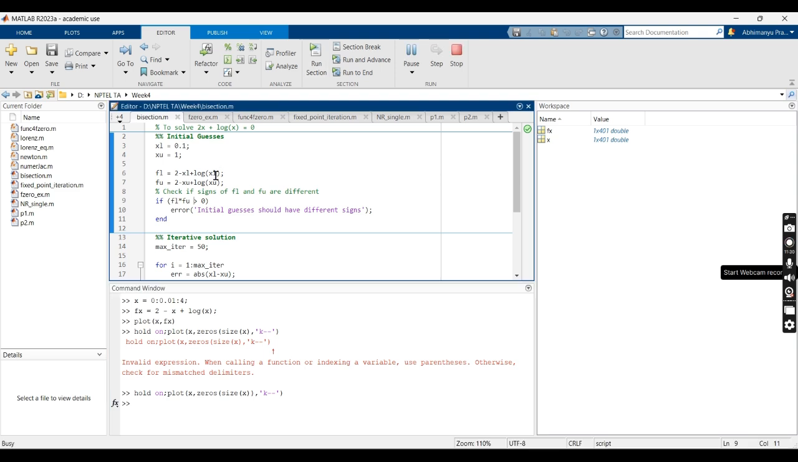Okay, so let's first run this section. So I have assumed 0.1 as my lowest value and 1 as my upper value of x. I'm evaluating f(x) at the two points, so I will be getting fl and fu. Then I just need to check if the signs of those two initial values are opposite or not. If the product of both is greater than 0, that means they are on the same side, so I will throw an error that the initial guess should have different signs.